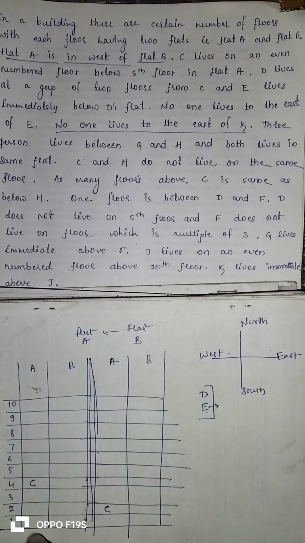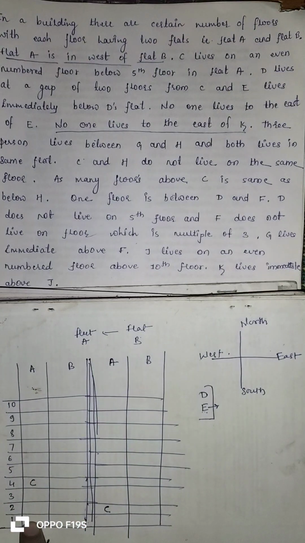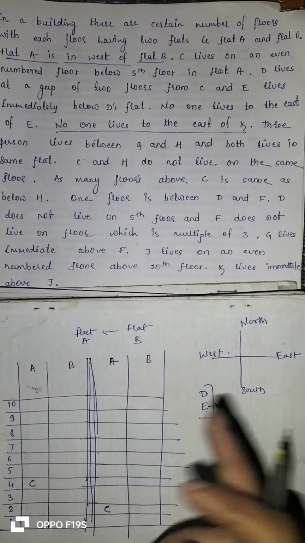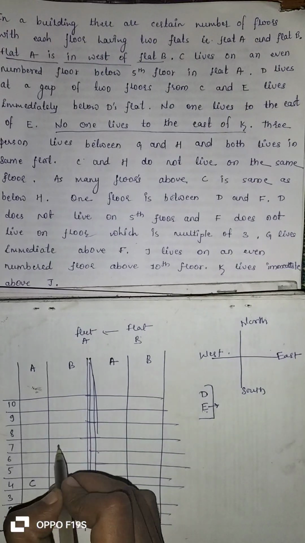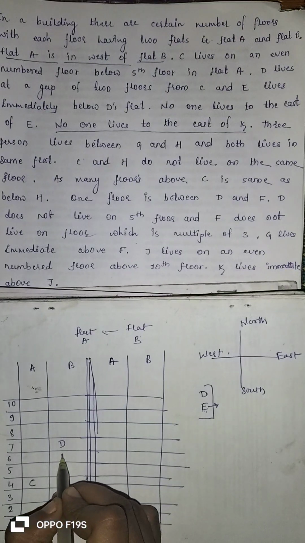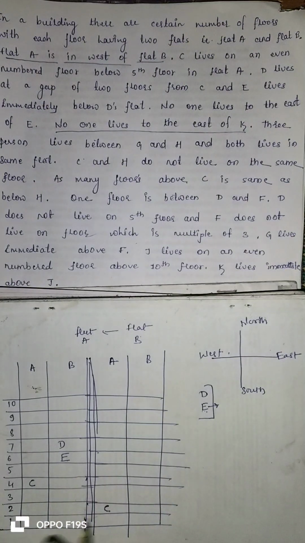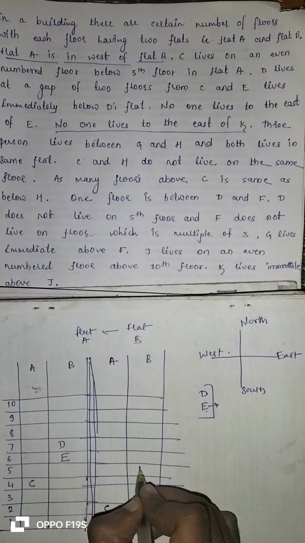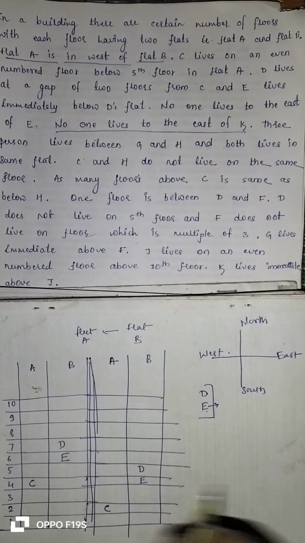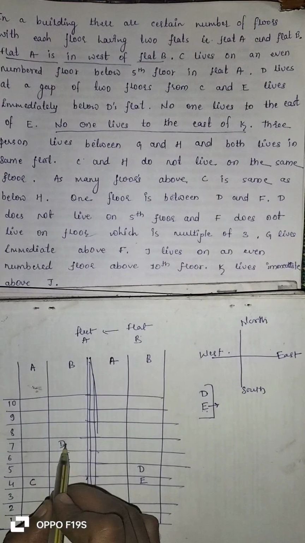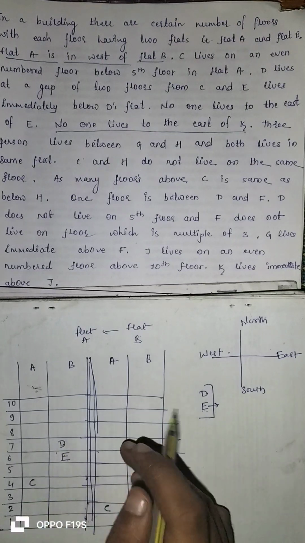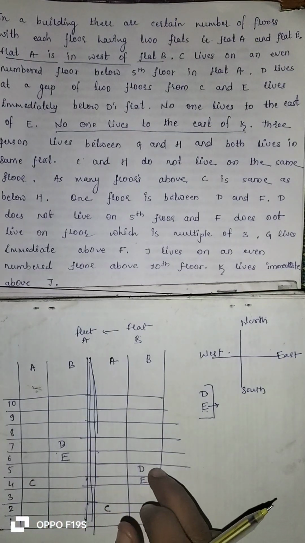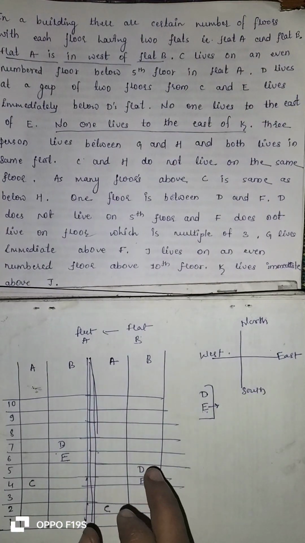There is a 2 floor gap between C and D. In this arrangement, I can't write D on the lower side of C, because if I write D here, it will not satisfy the condition for E. So for that reason, I'm writing D here and E here in this arrangement. And for this arrangement, D will come here and E will come here. The gap of 2 floors between C and D is okay, and E living immediately below D is also satisfied here. And a similar arrangement is for D and E. In this arrangement it is satisfactory now.